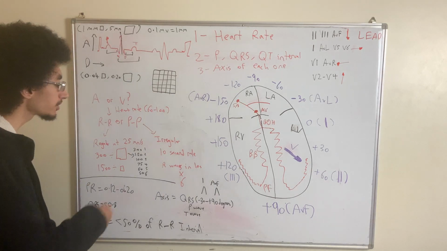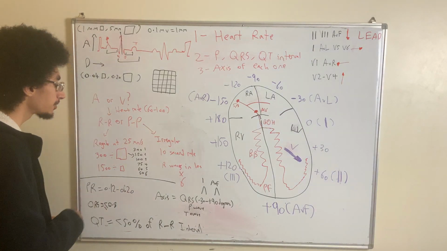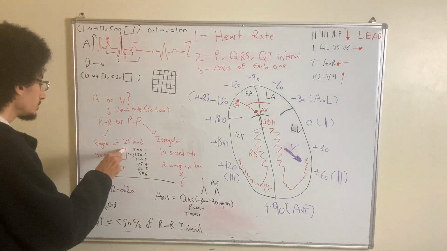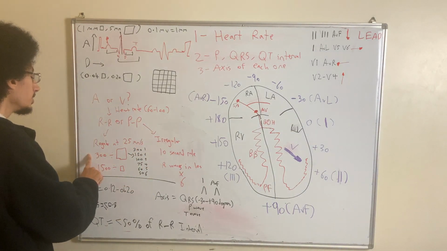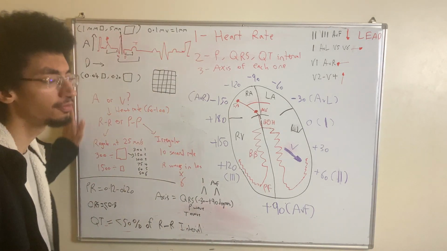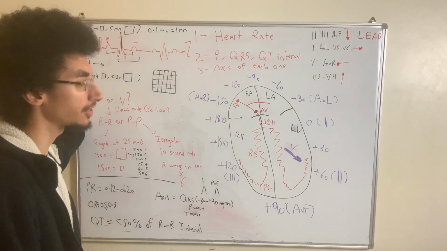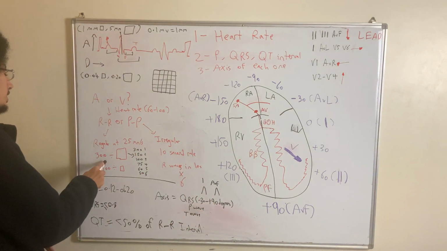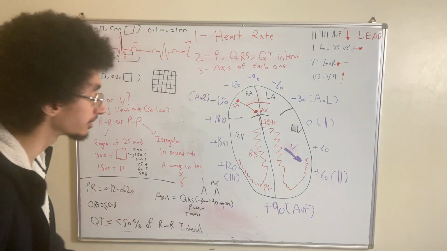Or 2 big squares, 150. 1 big square, 300. 4 big squares, 75. 5 big squares, 60. 6 big squares, 50 beats per minute. Mumtaz? By counting the number of big squares, I do 300 divided by the number of big squares. Why 300? Because 300 is basically equal to 1 minute. It's a long, complicated story as to why they chose 300. What matters is that you do 300 divided by the number of big squares, and it will give you the number of beats per minute. So that's why I chose 300.